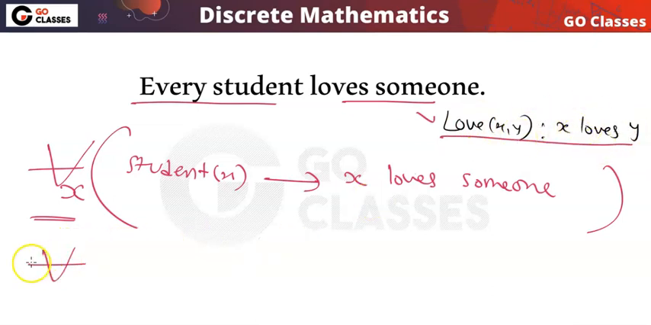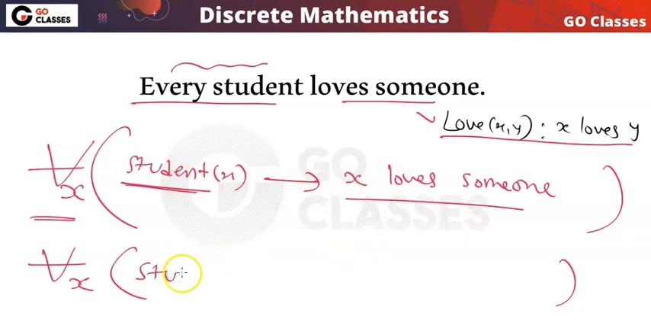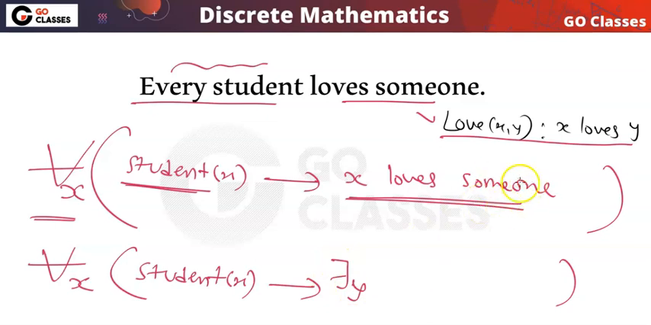Now you can notice that for all X, step by step we are doing. It is saying every student loves someone. It means for all X, if X is a student, then X loves someone. X loves someone means there exists a Y such that X loves Y. Okay, so this is very simple.